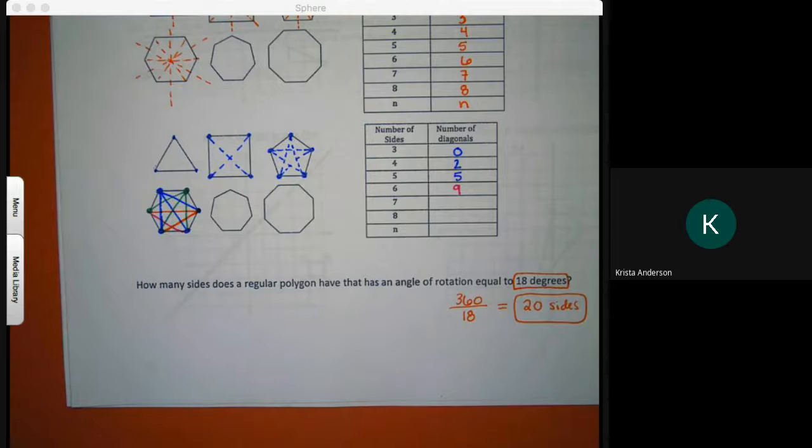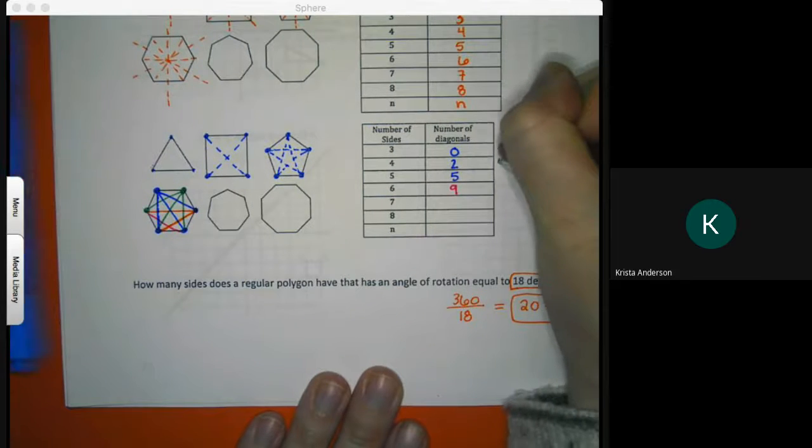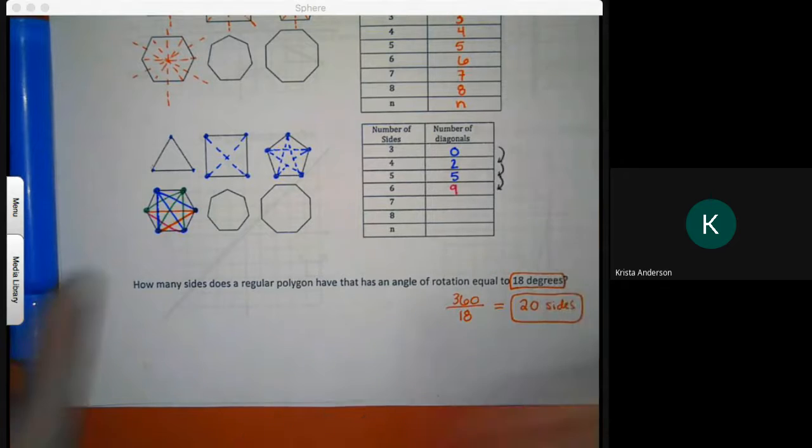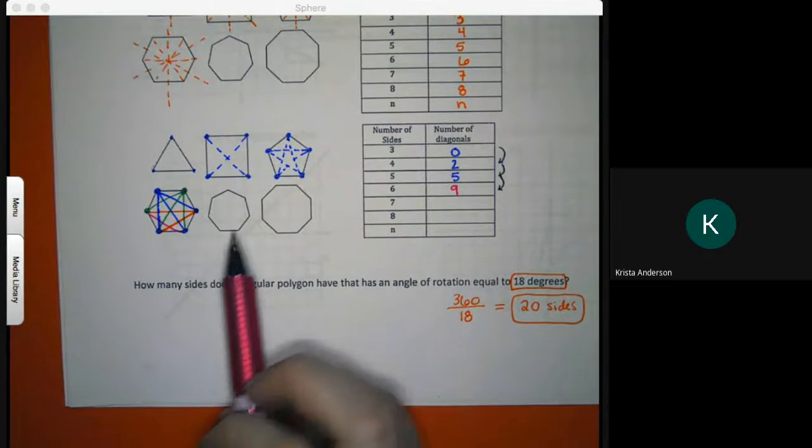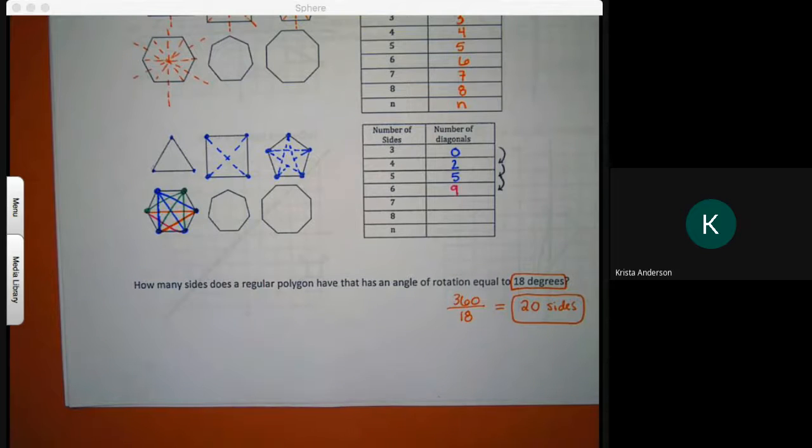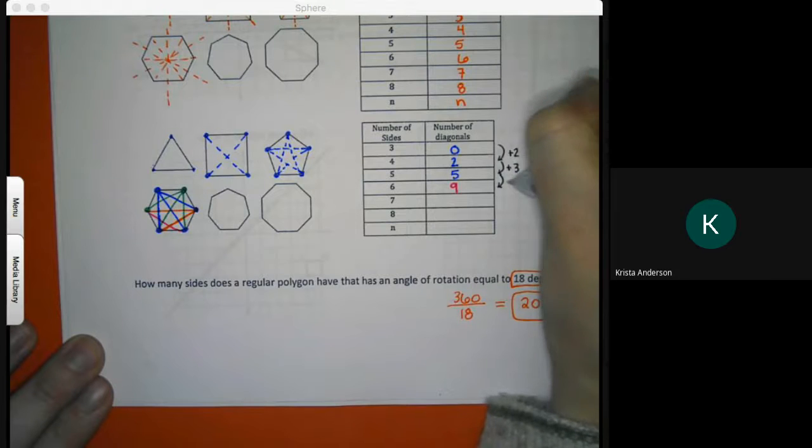Have any of you noticed the pattern on the side? What's the pattern? What do you notice, CJ? What do you notice the pattern is as it goes from 0 to 2 to 5 to 9? Anybody notice the pattern? Yeah, what do you notice? Up 2, up 3, up 4.